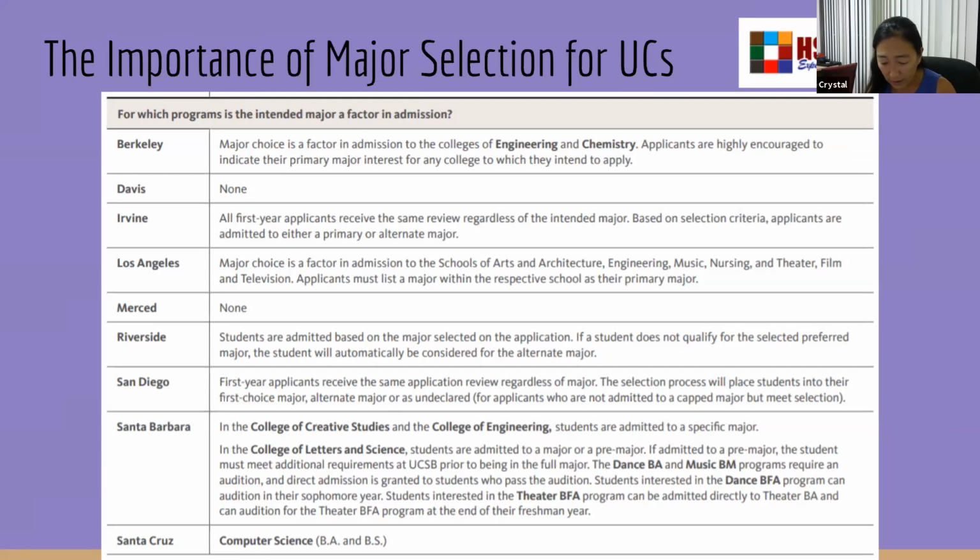Finally, if a major is a factor for admission, that indicates that it's harder for a student to transfer into this college or major at a later date. For instance, they shouldn't try to apply with a less popular major and then try to switch into engineering at Berkeley or UCLA. There's going to be barriers to entry.